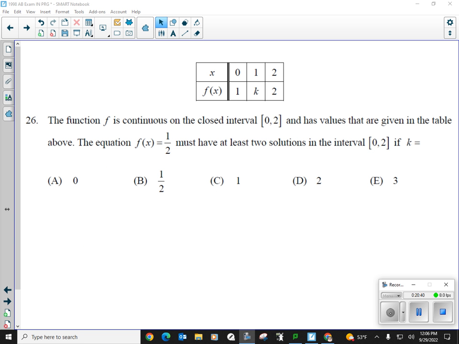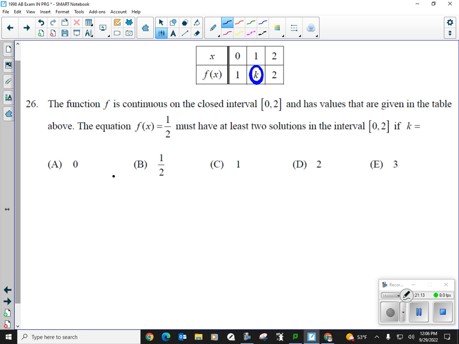Number 26. The function f is continuous on the closed interval from 0 to 2 and has the values that are given in the table above. The equation f of x equals 1/2 must have at least 2 solutions in the interval from 0 to 2 if k is what? They're saying what value would be here. All right, let's visualize this, okay? Let's visualize this.